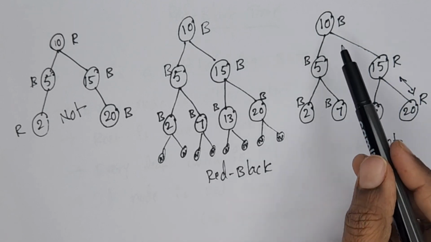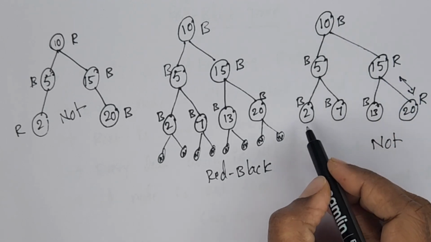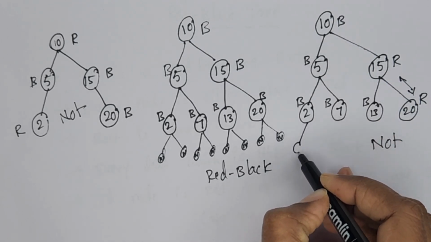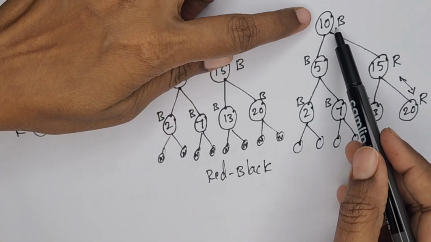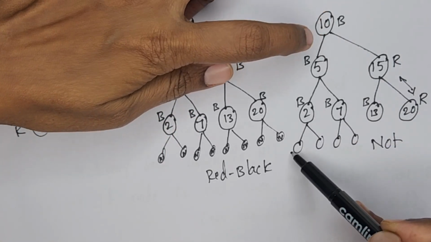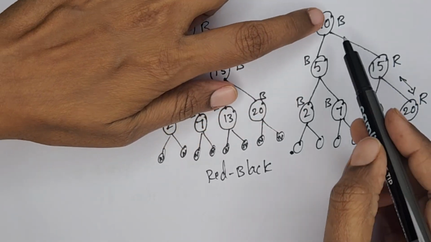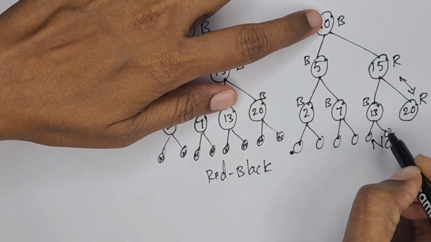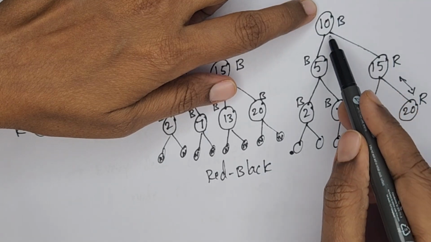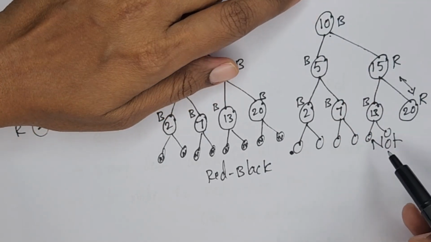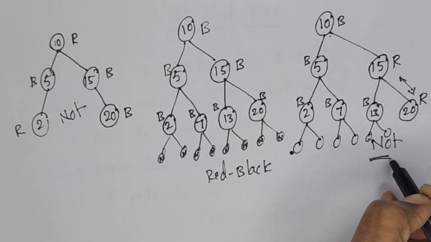And one more. If it travels from node to any of its descendant nil node. So all these are nil nodes. If it travels from here to here, the number of blacks are 1, 2 and 3. If it travels from this root node to this nil node, 1, 2, only 2 blacks. So it is not red black tree.